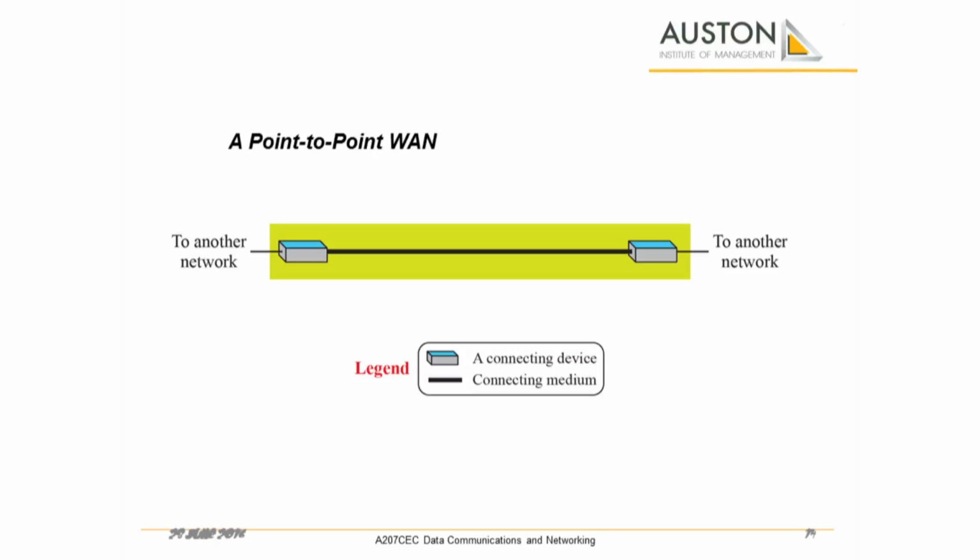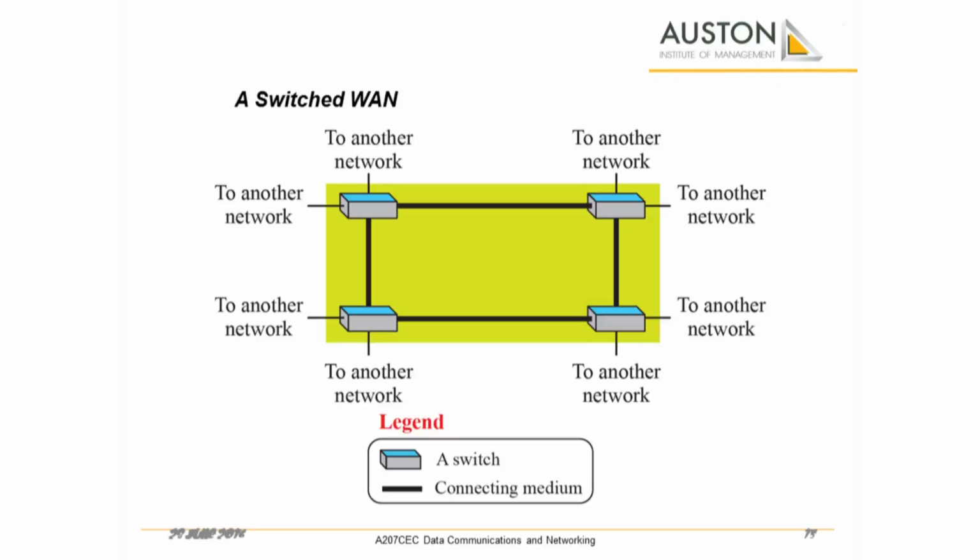A wide area network, WAN, is also a connection of devices capable of communication. However, there are some differences between a LAN and a WAN. A LAN is normally limited in size. A WAN has a wider geographical span, spanning a town, a state, a country, or even the whole world. A LAN interconnects hosts. A WAN interconnects connecting devices such as switches, routers, or modems.